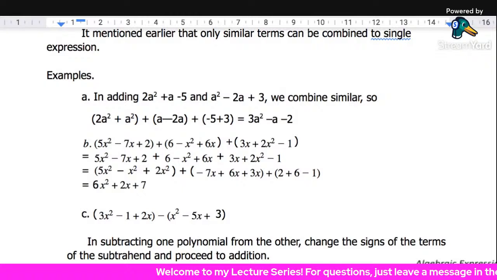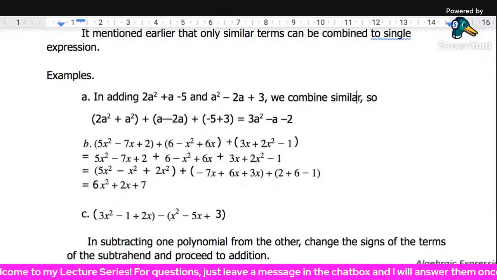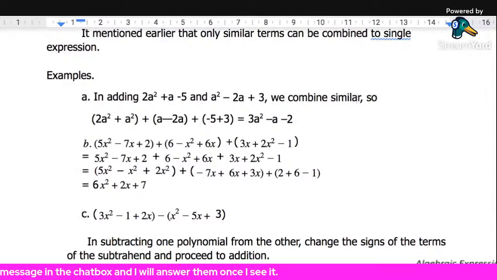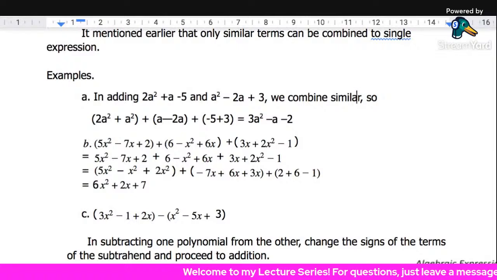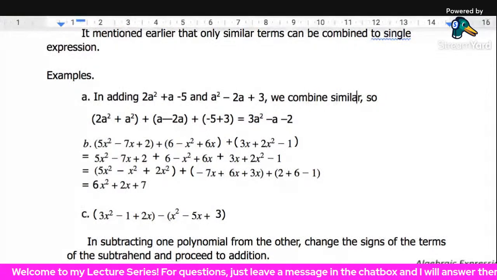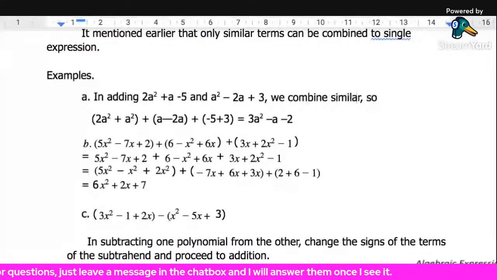So 2a squared plus this positive a squared here. Okay, we put a grouping symbol here plus what else? A and negative 2a. Okay, these are similar terms or like terms. So we have a minus 2a. Then we have here a constant number, which is minus 5 and positive 3. Then we group them also, minus 5 plus 3. Okay, so we perform the operation.